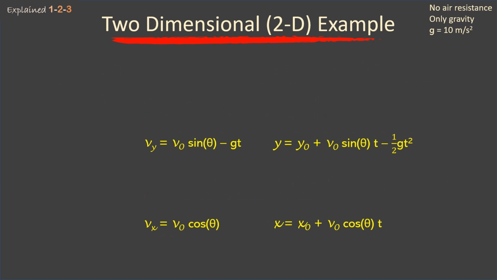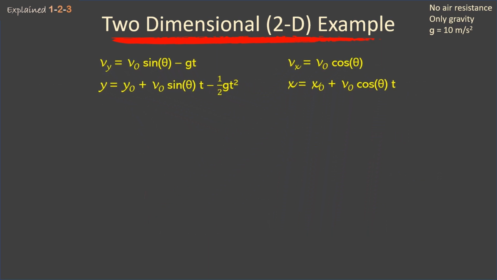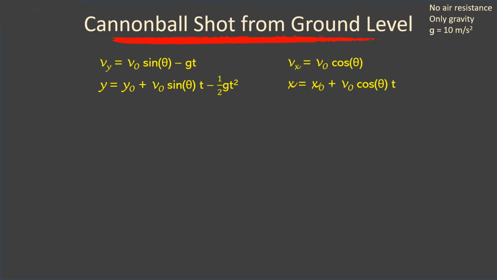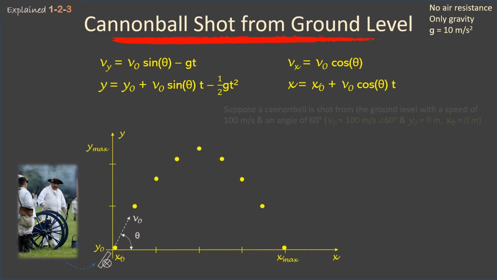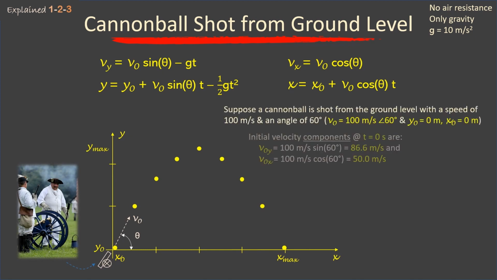Okay, let's now take a look at a cannonball fired from the ground level with a certain speed and at a certain angle. Let's throw in some numbers. Say the initial speed is 100 meters per second and the angle theta is 60 degrees from the ground. The initial components at t equal to 0 seconds are 86.6 meters per second in the vertical y direction and 50 meters per second in the horizontal x direction. Make sense? Right. Using the four equations above, we can then determine velocity and position at any given time.